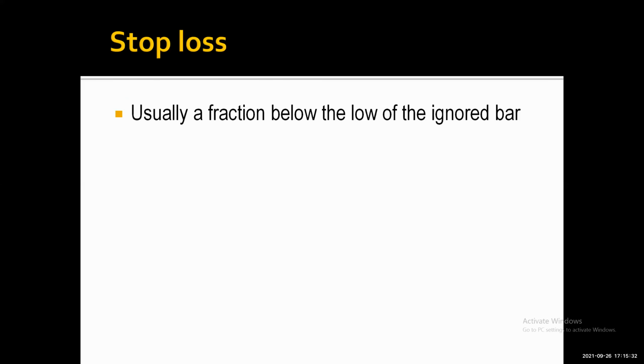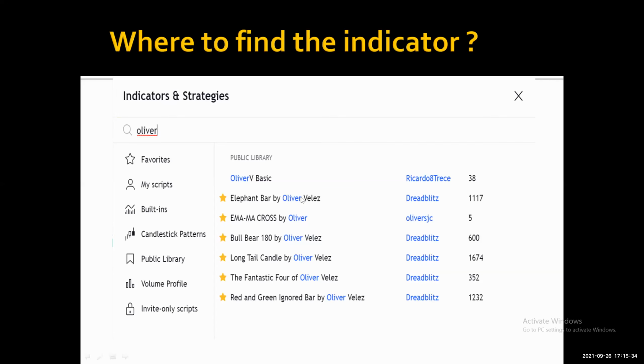आपका stop loss hit हो जाए। How to find this indicator is, go to the FX symbol on the TradingView. You just type Oliver, Oliver. In the last, you will see red and green ignored bar by Oliver Wells. This is 12:32. We will do all these at a later point of time.